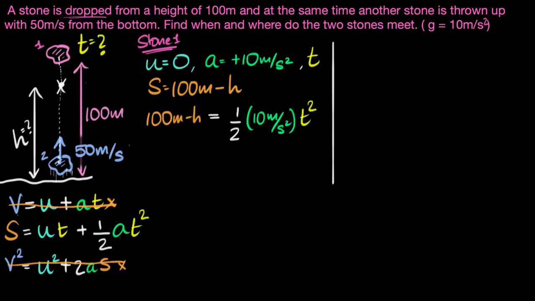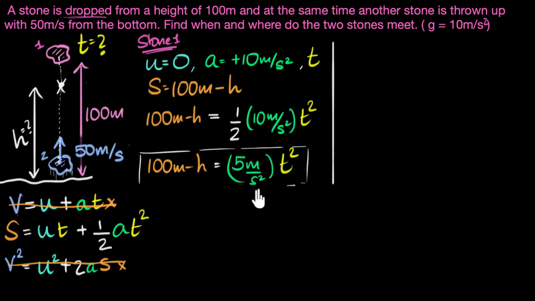And if we simplify that, we'll get 100 meters minus h equals half times 10, which is 5, so we'll get 5 meters per second squared, oops, no square here, times t squared. And we cannot solve this equation further, simply because there are two things that we don't know. We don't know h, we don't know t. So we can't solve it. So this is where we have to leave this equation.